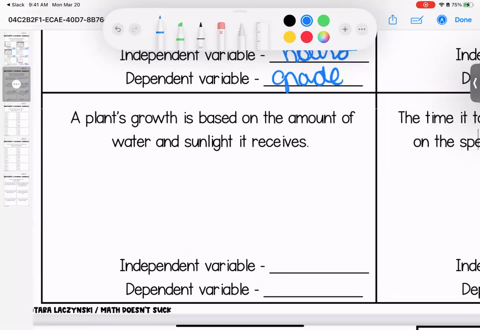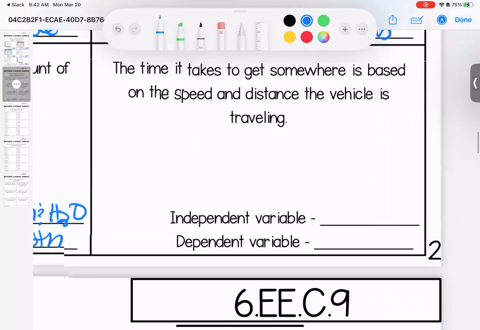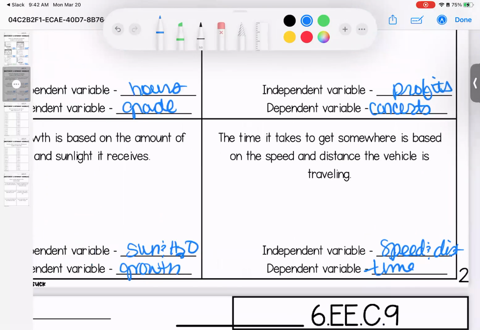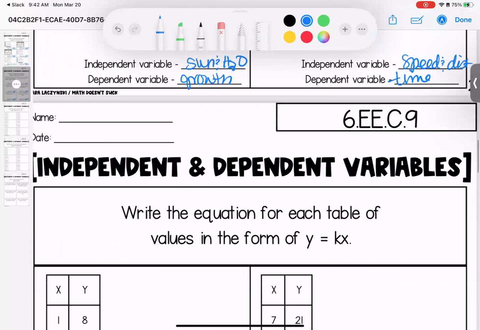A plant's growth is based on the amount of water and sunlight it receives. So the growth depends on sun and water. And then the time it takes to get somewhere is based on the speed and distance the vehicle is traveling. So time depends on speed and distance. Any questions on these, kiddos? Bring them with you to class.